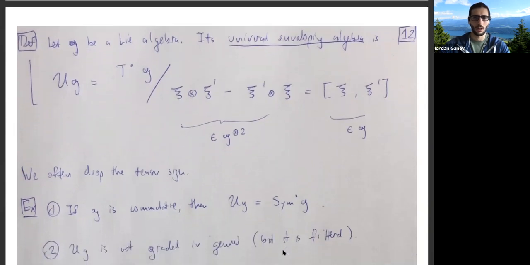What we really want to think about is the universal enveloping algebra of a Lie algebra. So let's take 𝔤 to be a Lie algebra. Then its universal enveloping algebra is also a quotient of the tensor algebra of 𝔤, but it's a quotient by a different sort of ideal. To be precise, this is the ideal generated by these expressions for all ξ and ξ' in the Lie algebra.